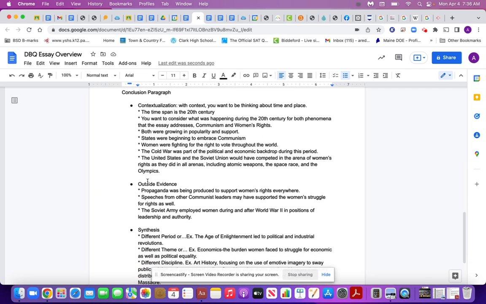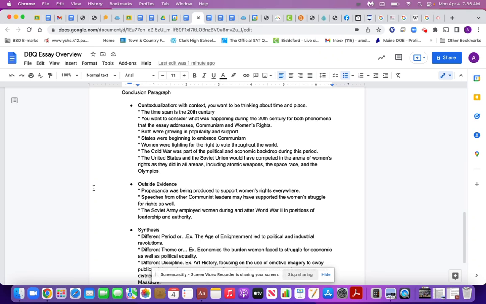Your conclusion paragraph has to have these 3 components: contextualization, outside evidence, and synthesis. With context, you want to be thinking about time and place. The time span that we're talking about is the 20th century. You want to consider what was happening during the 20th century for both phenomena that the essay addresses: communism and women's rights. Both were growing in popularity and support at this time.